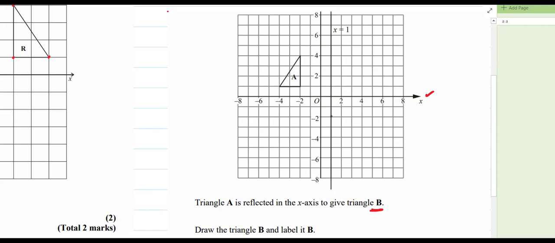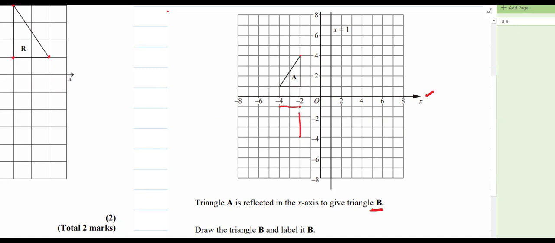So how will I do it? The same way. This vertex is one step from the x-axis, so it should be one step on the other side. This vertex is how many steps? 1, 2, 3, 4 steps. So 4 steps on the other side. 1, 2, 3, 4 steps. This is one step, so one step. So just join them.